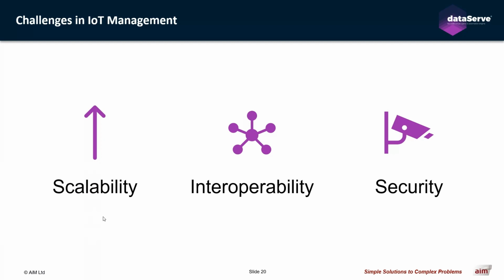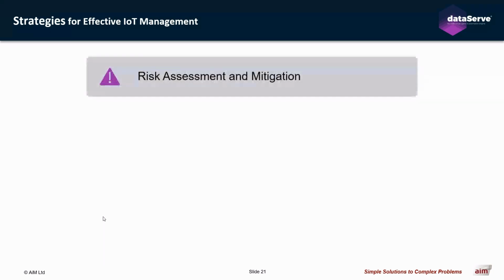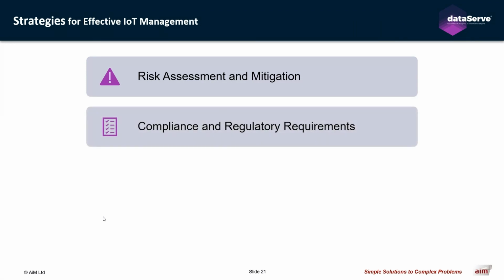Let's just finally discuss some of the insights for implementing robust IoT management strategies. Conduct a thorough risk assessment to identify potential vulnerabilities and threats associated with IoT deployments. Develop mitigation strategies from this, including network segmentation and access control policies. It's important to stay abreast of industry regulations and compliance requirements related to IoT deployments. Ensure that your IoT management strategies align with these.